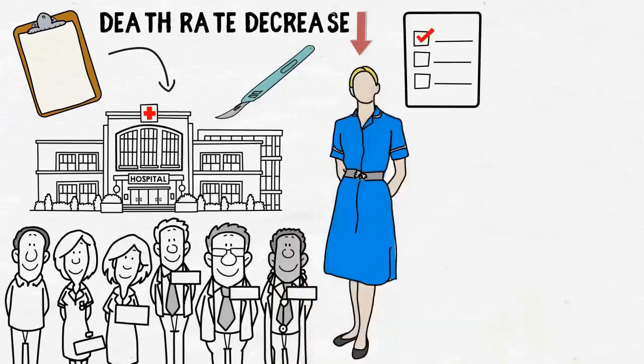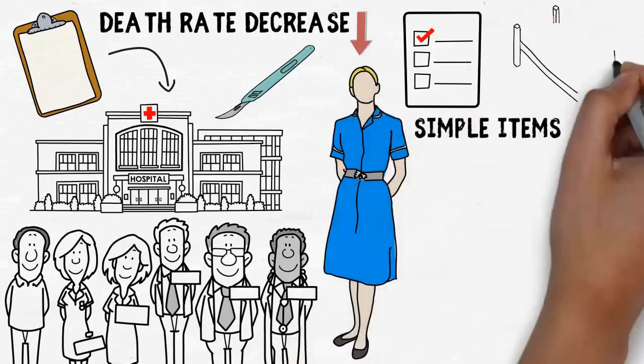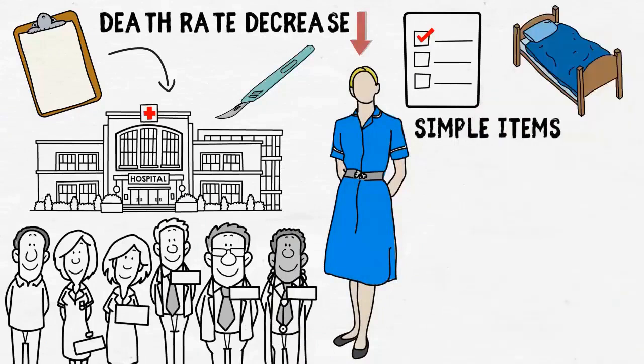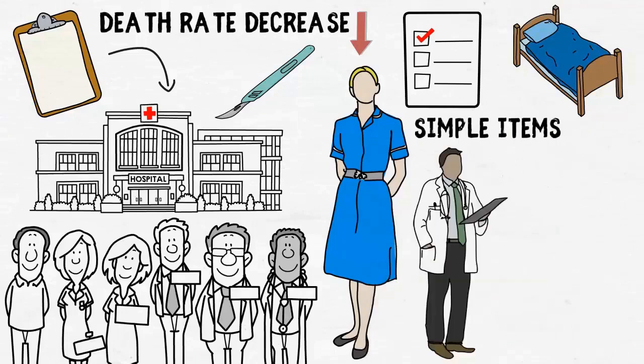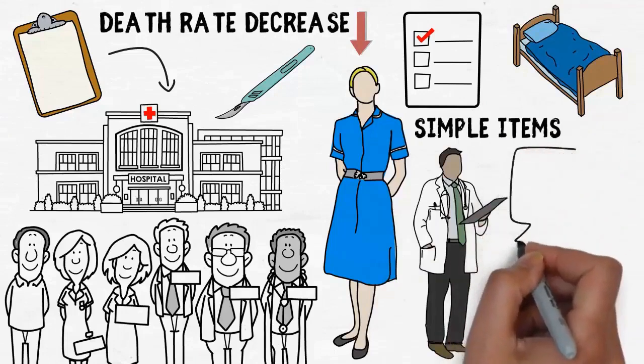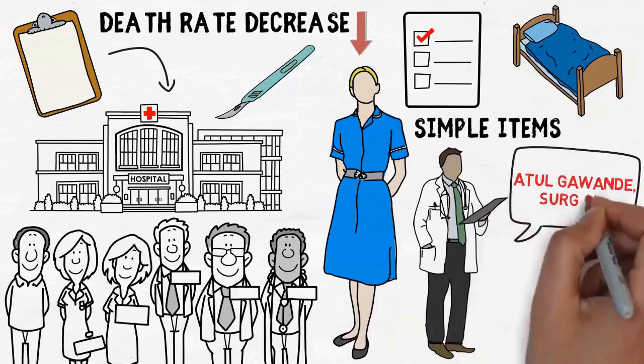The list included such simple items as ensuring that the patient scheduled for surgery is indeed the one on the table. The doctors even included items in the checklist such as having everyone in the operating room, from nurses to doctors, introduce themselves by name and role before starting the surgery.